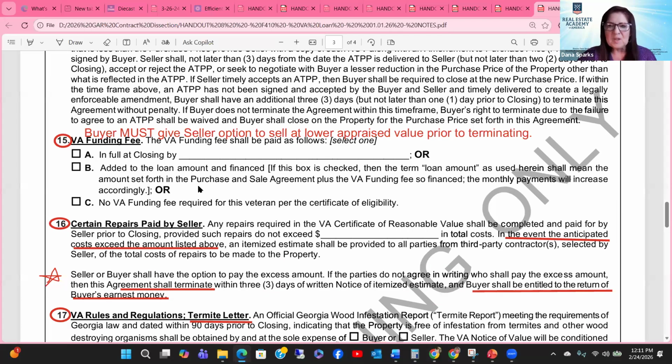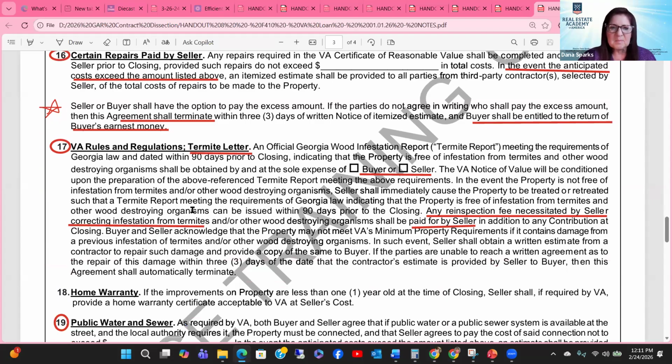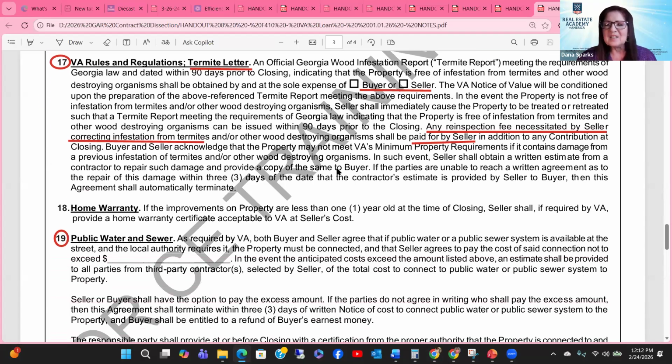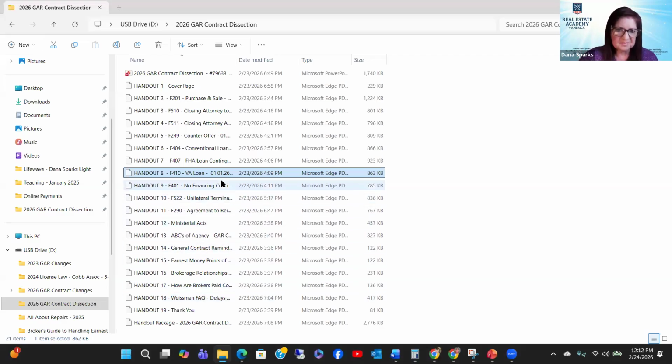VA funding fee. Get with your VA lender. They will know what these funding fees are when the buyer's paying it. Same thing with repairs that we talked about in the FHA. The seller is required to pay how much and what if it's more. And then here is the biggest difference, termite letter. In a VA insured loan, a termite clearance letter dated within 90 days of closing is required. Who's paying for the initial letter, buyer or seller? That gets negotiated. However, if there was active infestation and it gets corrected and there's a reinspection, the seller is required to pay for any reinspection fees. Other than that, that is the same as the other financing exhibits.